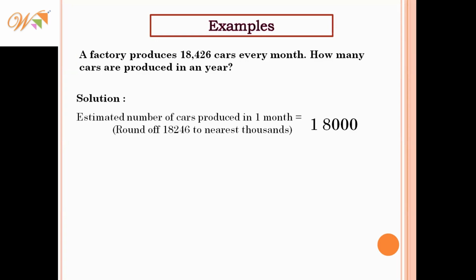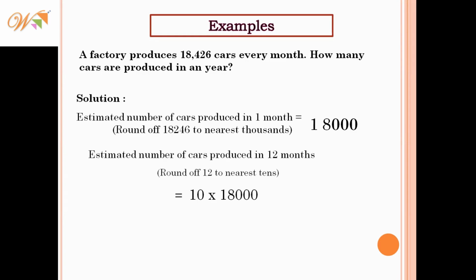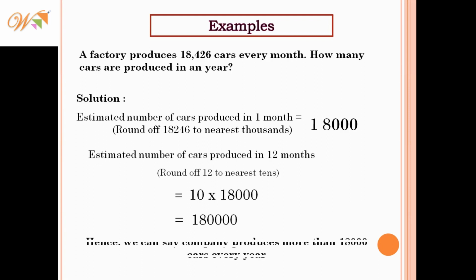Now, multiplication with 12 might take a few seconds. I'll round it off, it's a 2-digit number, so I will round it off to tens. That will become 10. Right? So, 10 times 18,000 is 1,80,000. Right? So, this was quicker. So, estimation helps us in quicker calculation. This is not the actual answer. The actual answer will be, in fact, more than this. This is the estimated amount, so we can say that the company produces more than 18,000 cars every year.